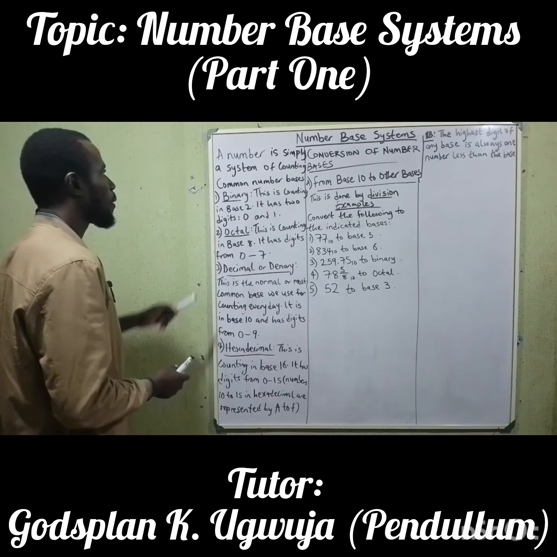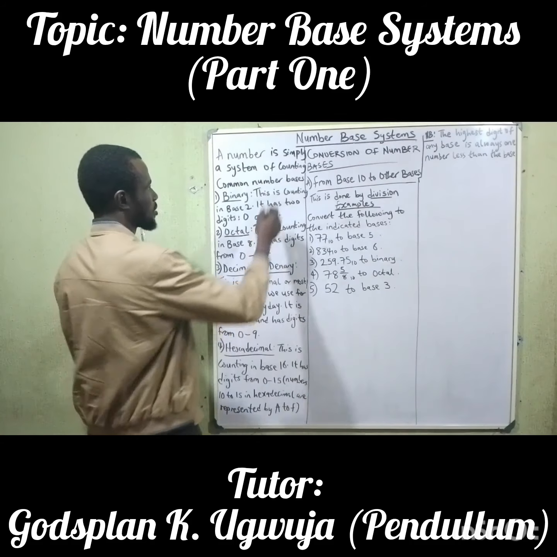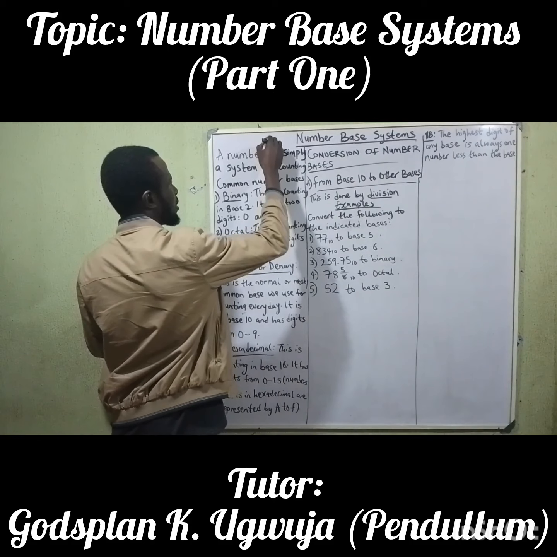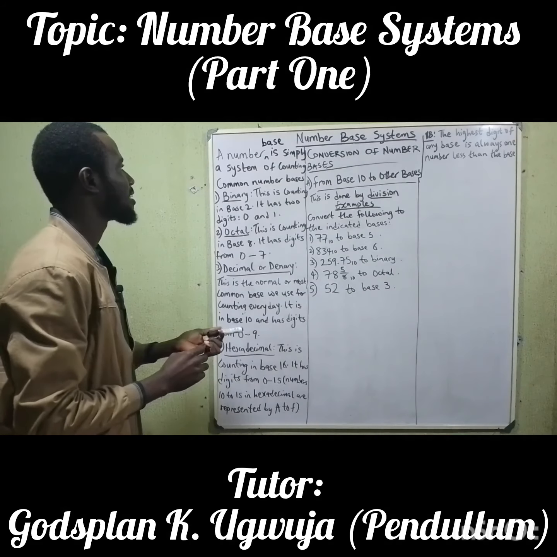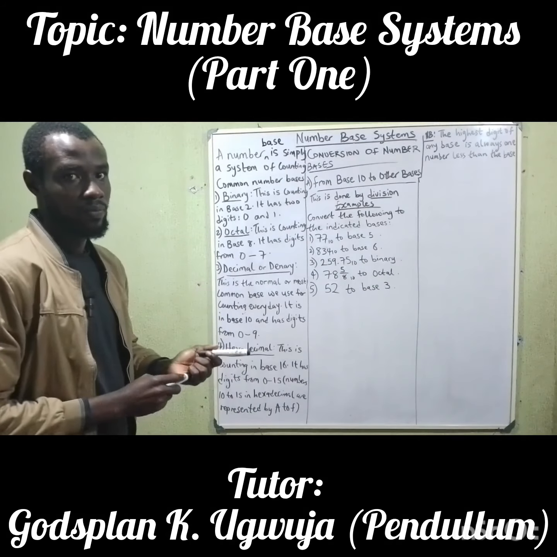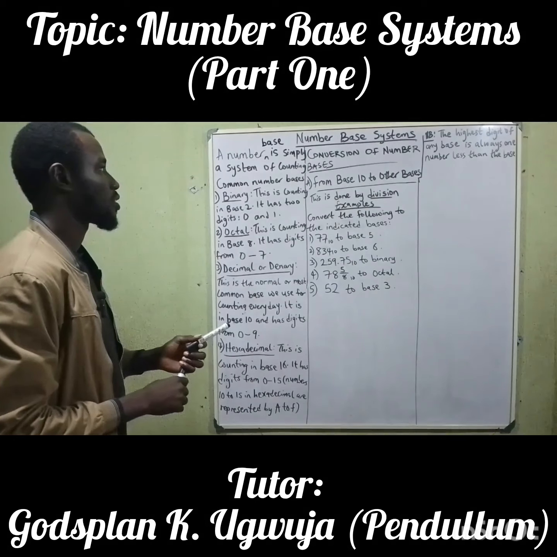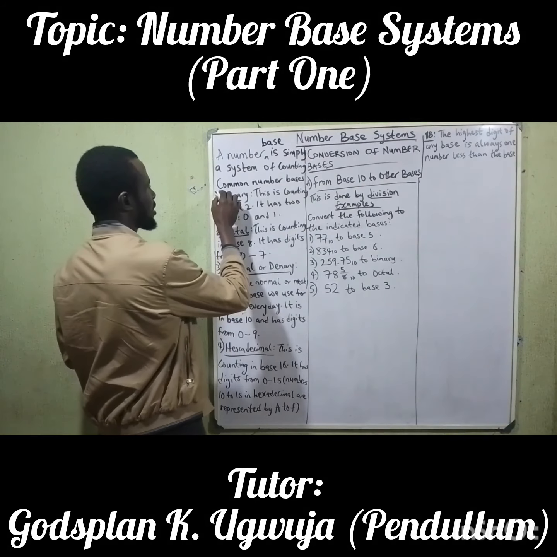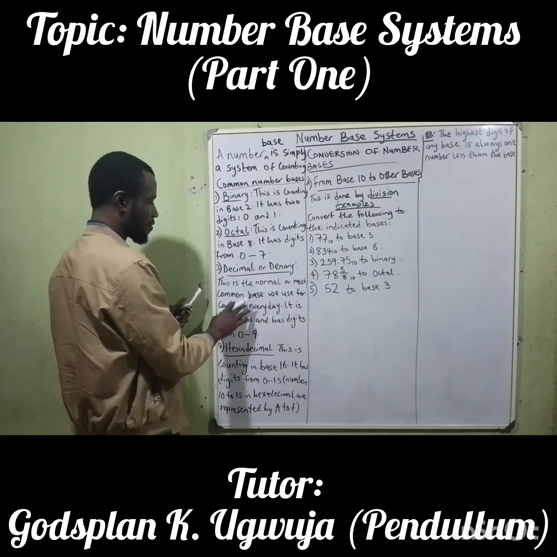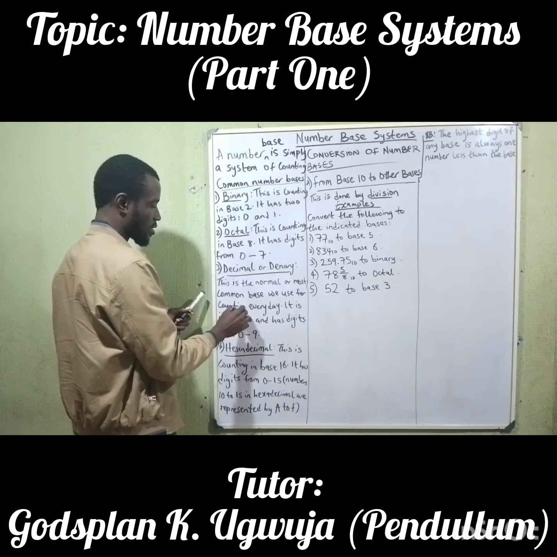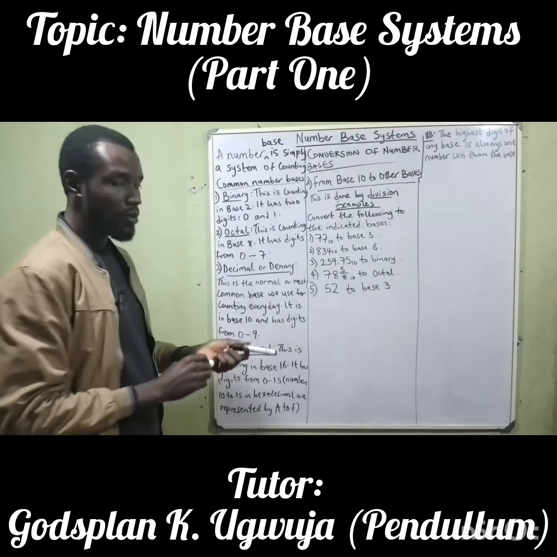And we said a number base. A number base is simply a system of counting. That's the simple definition of a number base. It's a system of counting. So we always count in number bases.